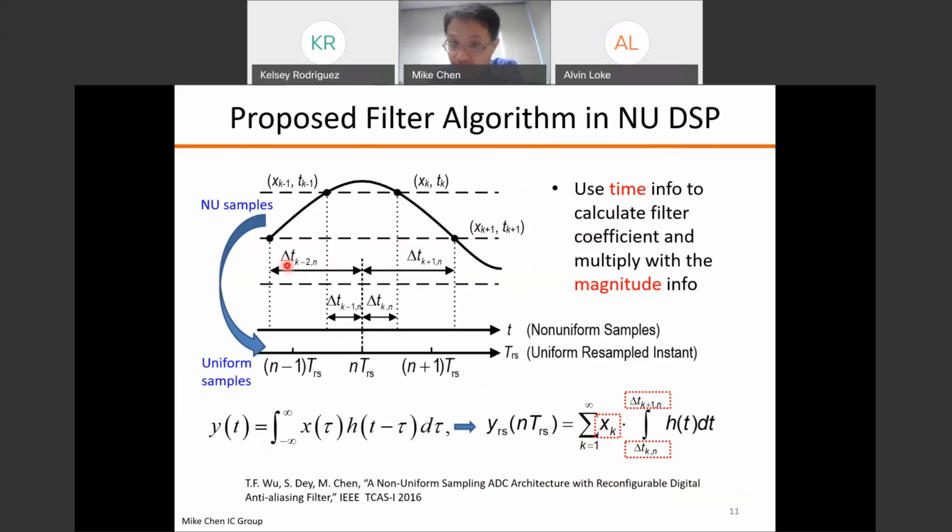So this is exactly what it is, right? Now you can see we are representing the signal as a magnitude and time function. So for the output, we are using both pieces of information. We need the time information and the magnitude information, and we can compute that. Later on, I'm going to show you some of our silicon prototype, how we actually do this.